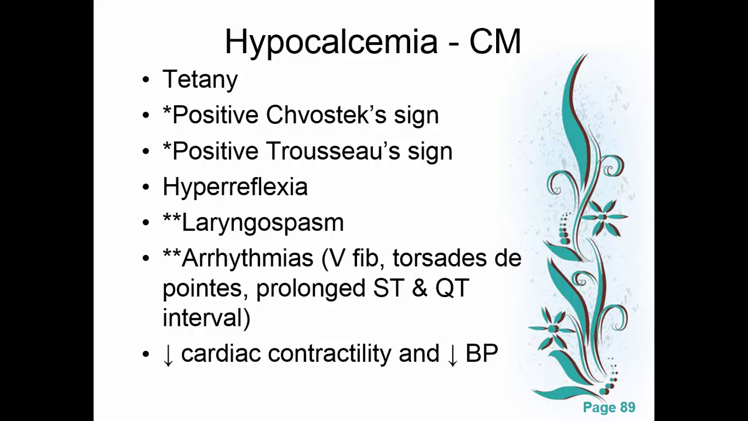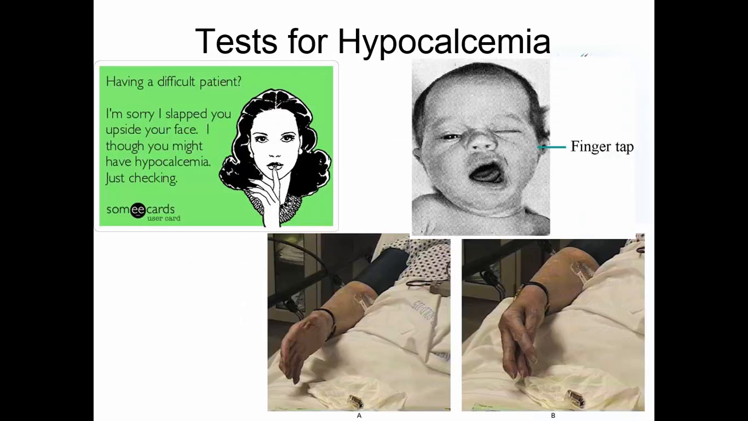The ones with a single star are going to be your more common findings, and the ones with a double star are your life-threatening ones. And so again, this is the cheek, that's your positive Chvostek sign, and Trousseau is the blood pressure cuff on the arm that causes those carpal spasms.